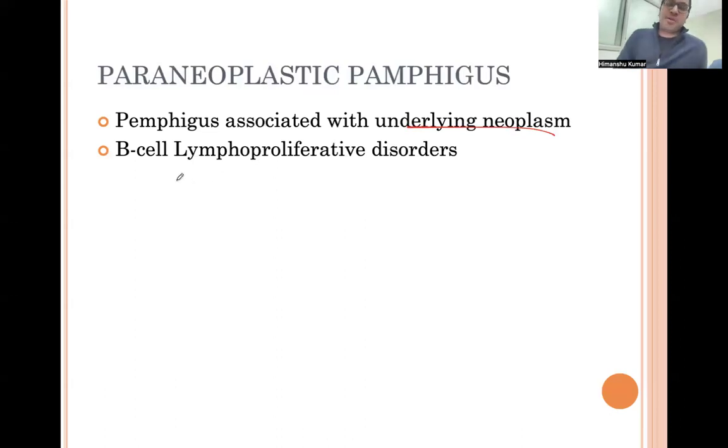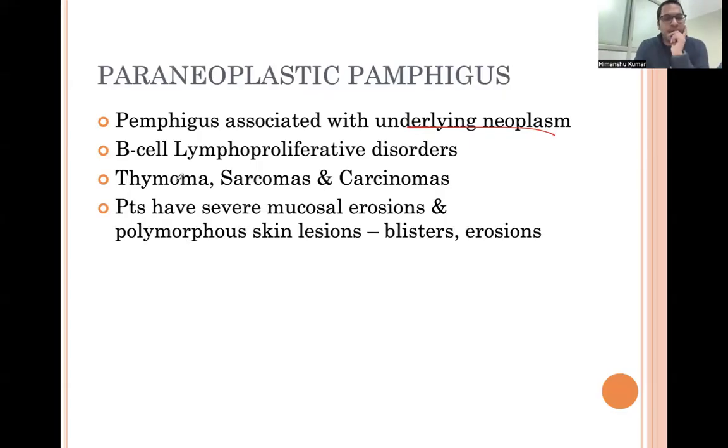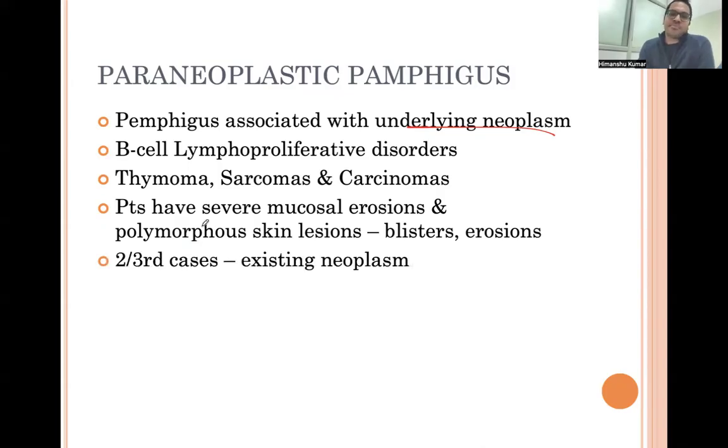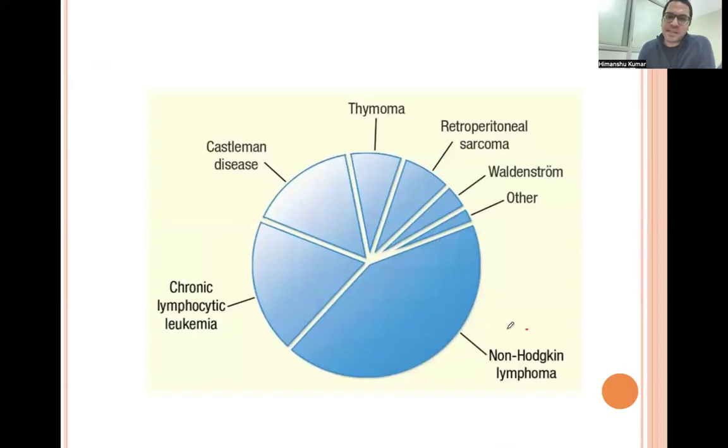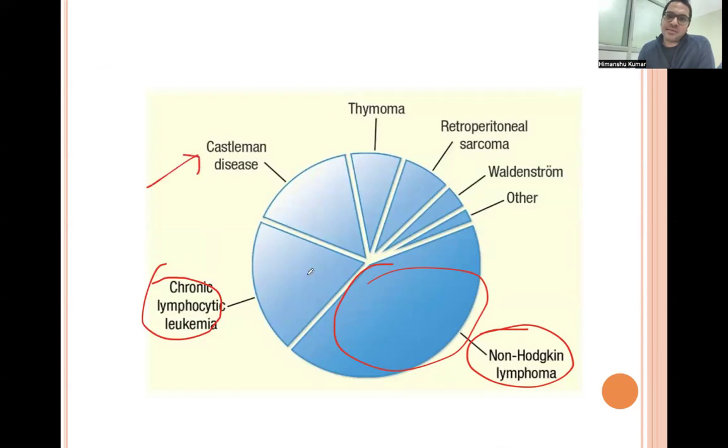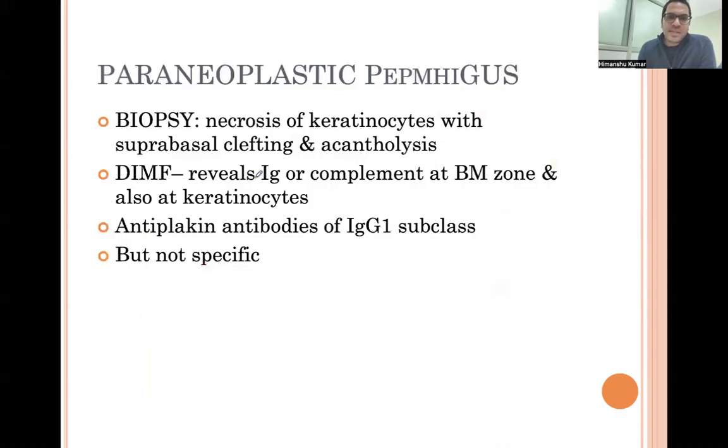Most common is non-Hodgkin lymphomas. Other conditions that can be associated are lymphoproliferative disorders, thymomas, sarcomas, carcinomas. But for exam purpose, we just need to remember this, that most common is non-Hodgkin lymphoma for paraneoplastic pemphigus. Then otherwise, some leukemias, mostly chronic lymphocytic leukemia, Castleman disease. And so these three, I remember for paraneoplastic pemphigus. It's very resistant to treatment. The antibodies are against plakin, anti-plakin antibodies.